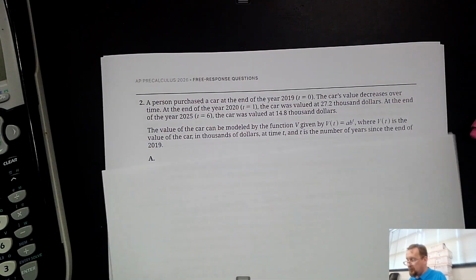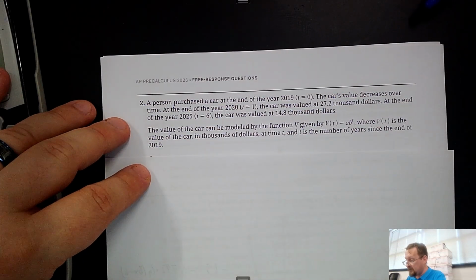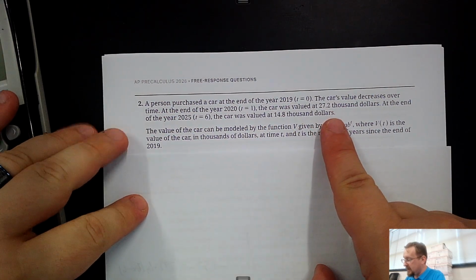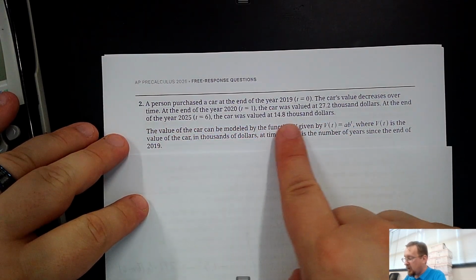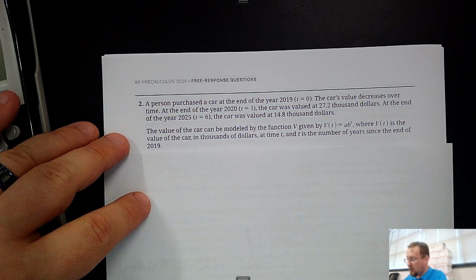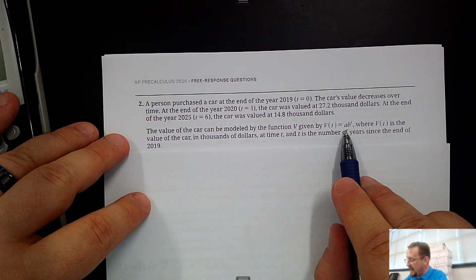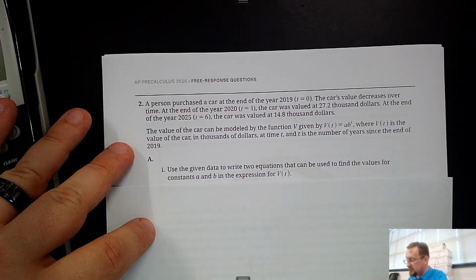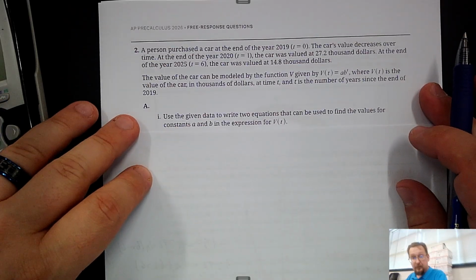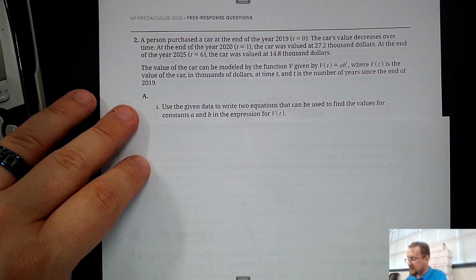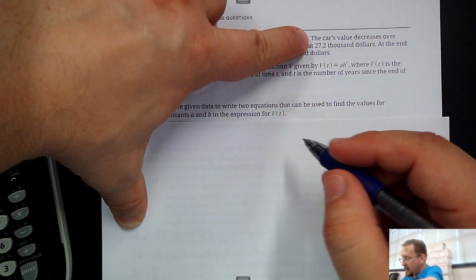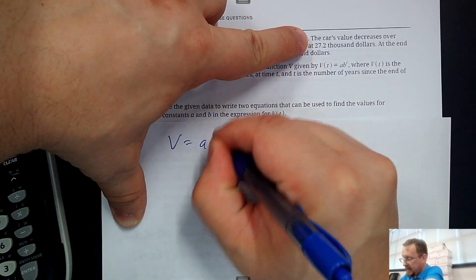All right, 2. A person purchased a car at the end of the year 2019. The car's value decreases over time. At the end of the year 2020, the car was valued at that many $1,000, and at the end of this year, the car was valued at so many $1,000. The value of the car can be modeled by this function, ab to the t power, okay? Use the given data to write 2 equations that can be used to find the values of the constants a and b. So what I'm going to say is, v equals ab to the t.